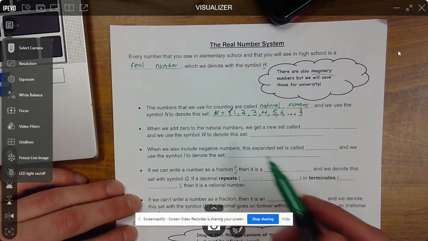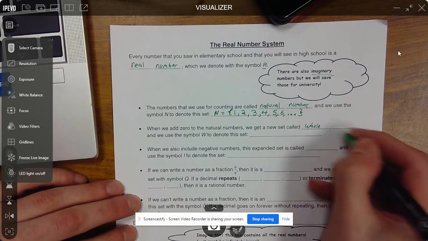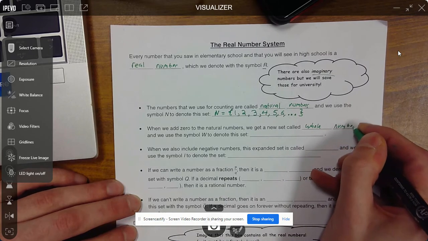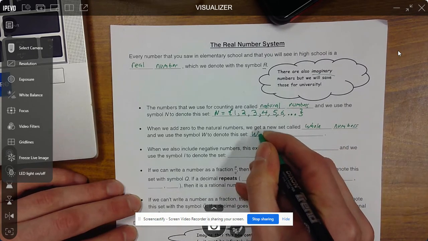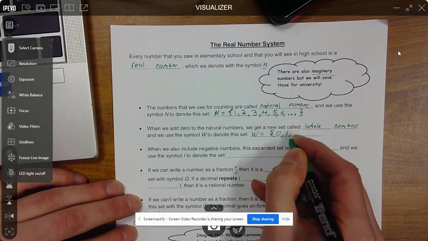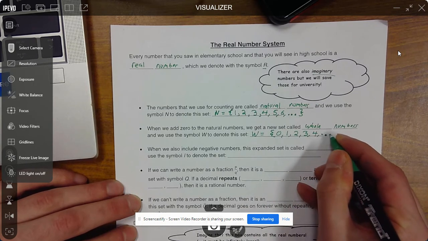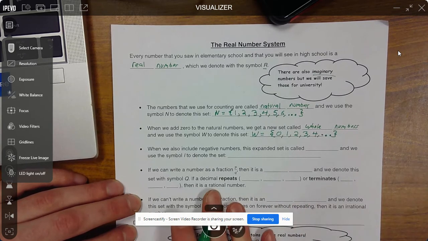If we add 0 to the natural numbers, we get a new set that we're going to call whole numbers. So whole numbers are really similar to natural numbers, but it's also going to include 0. So the whole numbers, the set W, is equal to 0, 1, 2, and 3, and so on. So with whole numbers, there are no negatives, there are no decimals, and again, it's an infinite set.